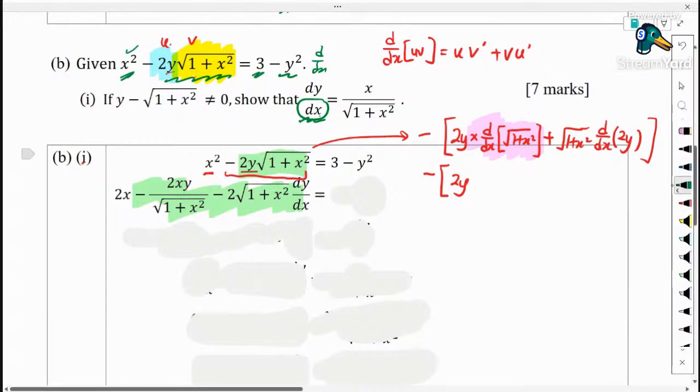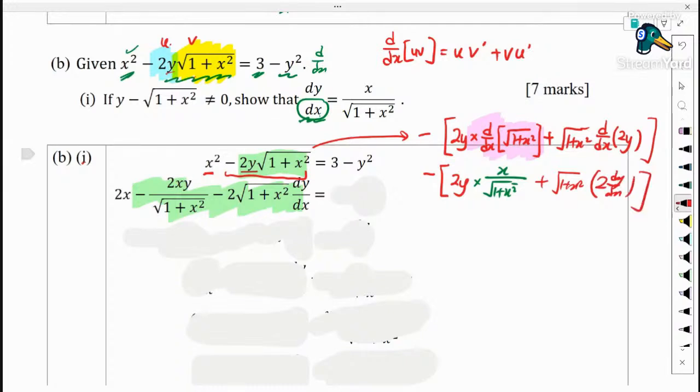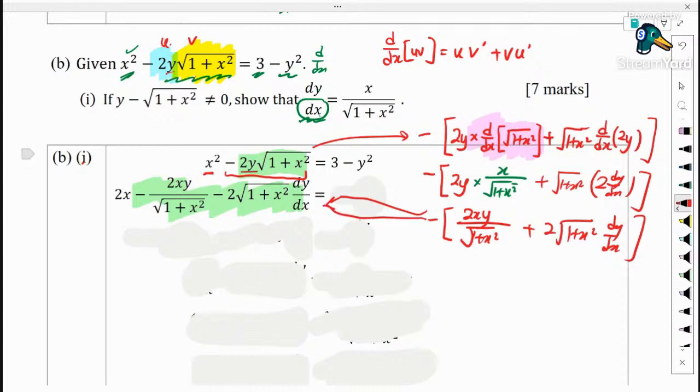And therefore, this part here is multiplied with x over square root of 1 plus x squared, plus square root of 1 plus x squared multiplied with the differentiation of 2y, I have 2 dy dx. Then from here, we simplify our answer. You find out that we have minus 2xy over square root of 1 plus x squared plus 2 times square root of 1 plus x squared dy dx. And expand the negative sign, you got this result here in green.